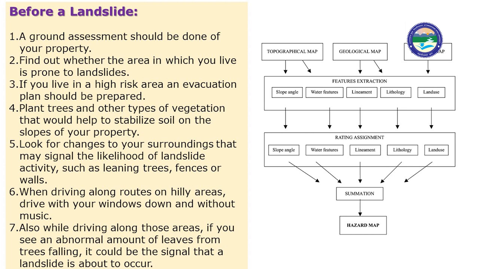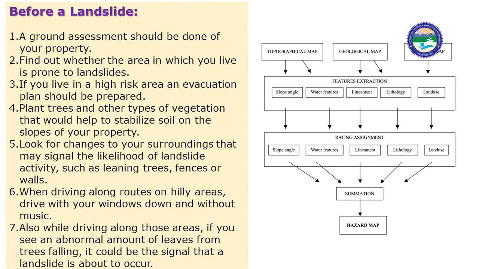Wherever I want to purchase land, or I want to have a construction, or the government wants to have any public utility construction, we need to judge whether this property is landslide prone or not. That is very important. If you live in a high risk hill area, an evacuation plan should be prepared. Suppose a large amount of construction is being done in a hill area, some colony is being developed there, or some hospital, schools, any government building, any public utility structure is being built there. It is very essential to see the risk factor of landslide in this area.